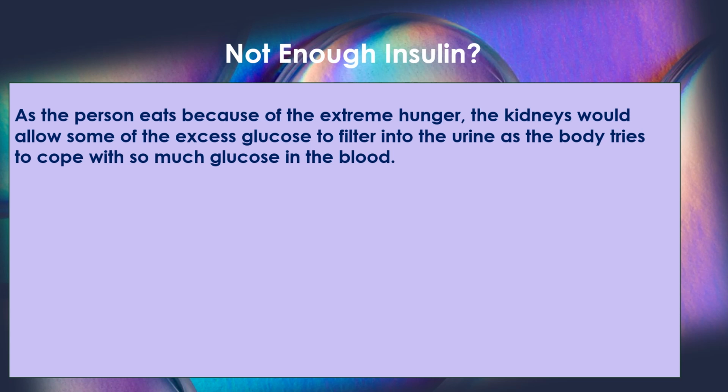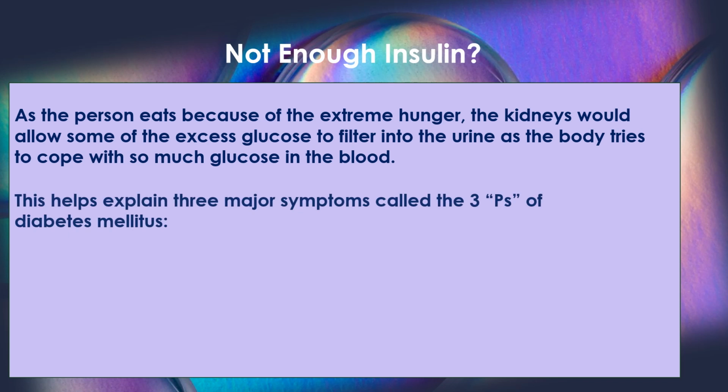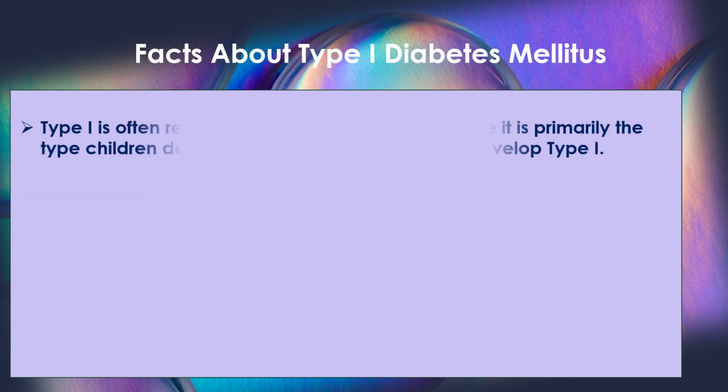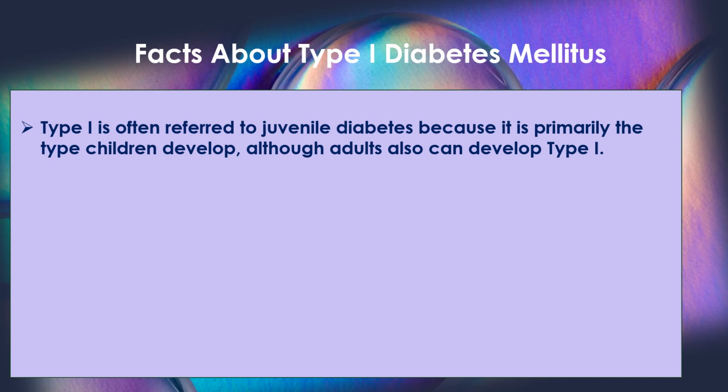As the person eats because of the extreme hunger, remember the cells are not getting any fuel. The kidneys would allow some of the excess glucose to filter into the urine as the body tries to cope with so much glucose in the bloodstream. This helps to explain the three major symptoms called the 3 Ps of diabetes mellitus, which are polyphagia, polyuria, and polydipsia.